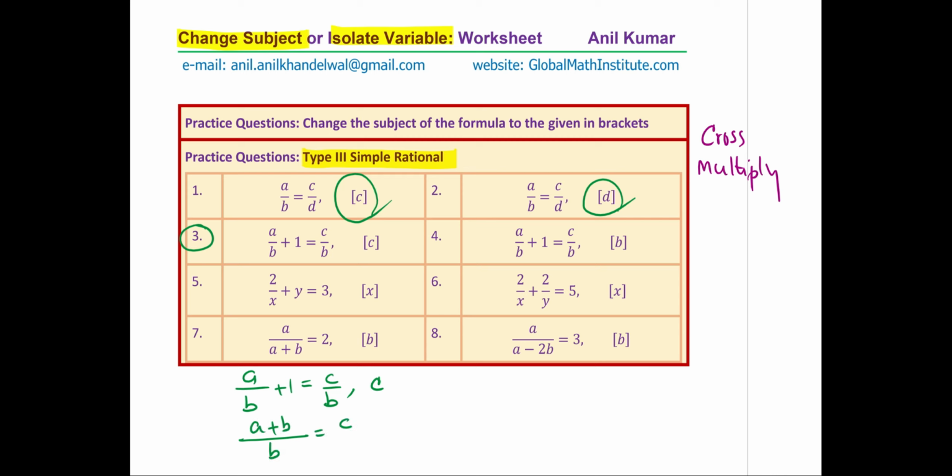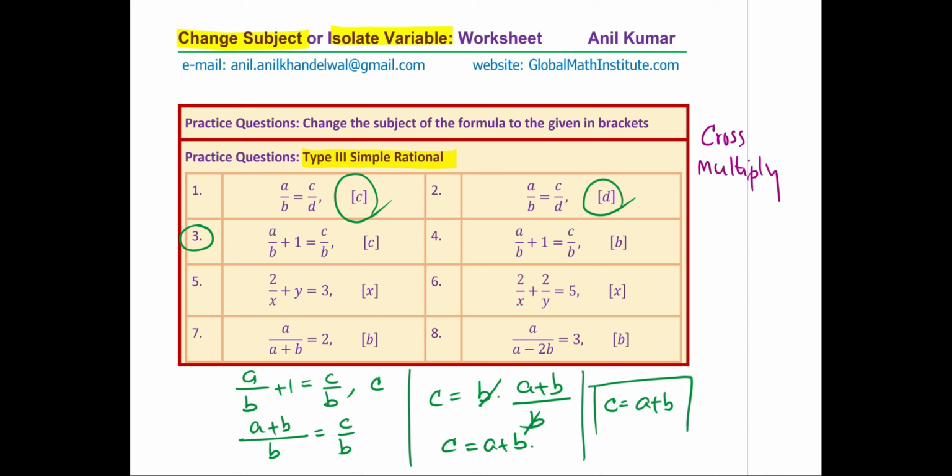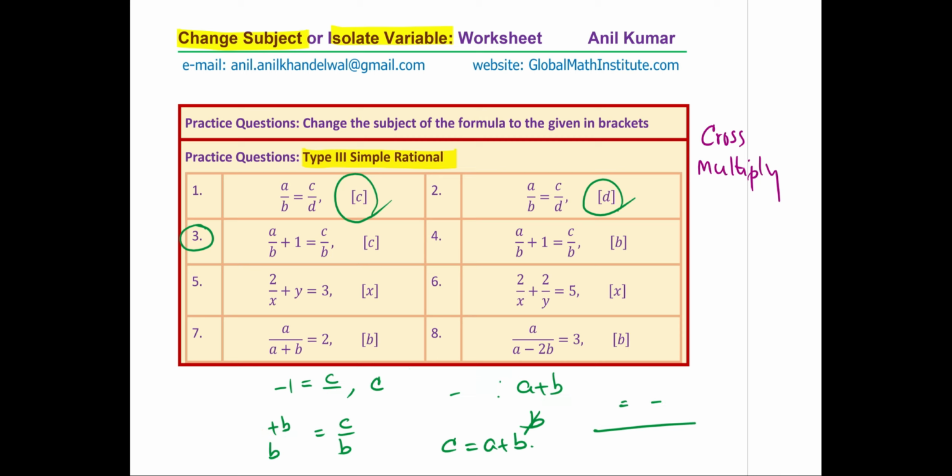Now, C equals B times A plus B over B. Now this cancels, and therefore we could write C as equal to A plus B, and that becomes the changed subject. So that is how easily we could do example number 3. Perfect. Let's take some more.